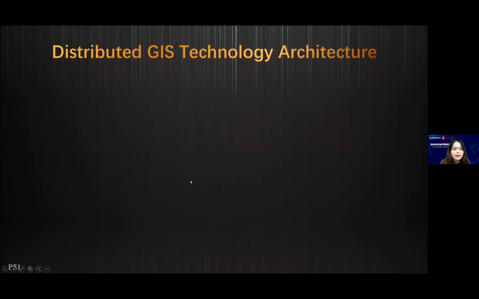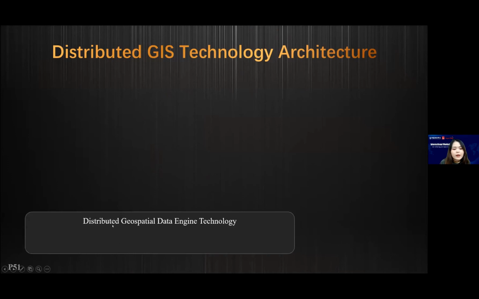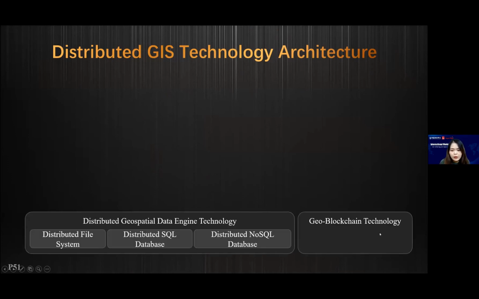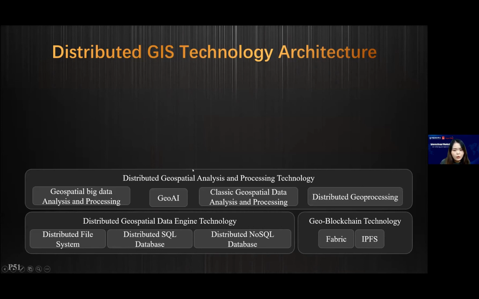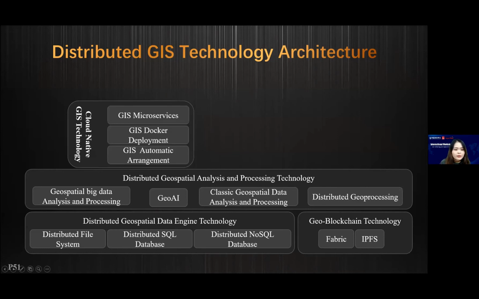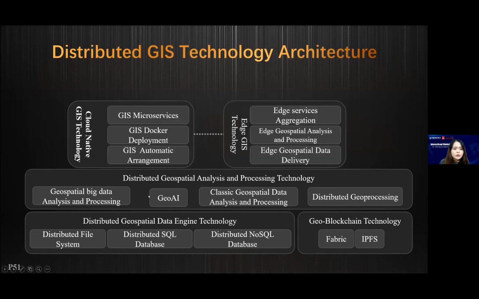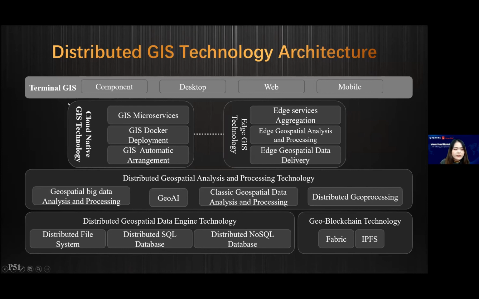So finally, let's make a summary of today's distributed GIS technology. It includes the distributed geospatial data engine and Geo-Blockchain technology. These two are for data management and storage. And distributed geospatial analysis and processing technology helps us achieve high-efficiency data analysis. Together with cloud-native GIS technology and edge technology, they help maintain the system's stability and high efficiency. Those five technologies work together to support our GIS software to work very well, from components, desktop, web, and to mobile.